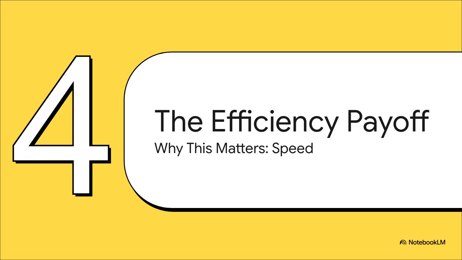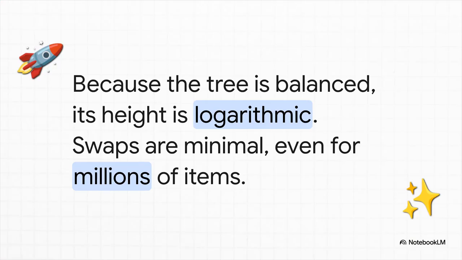Okay, that might seem like a lot of shuffling around, bubbling up and down. So why do we bother with all this? Well, it all comes down to one thing: unbelievable speed. Here is the real magic trick. Because this tree is always kept perfectly balanced, it never gets very tall. Its height grows logarithmically, and what that means in plain English is, well, it's mind-blowing.